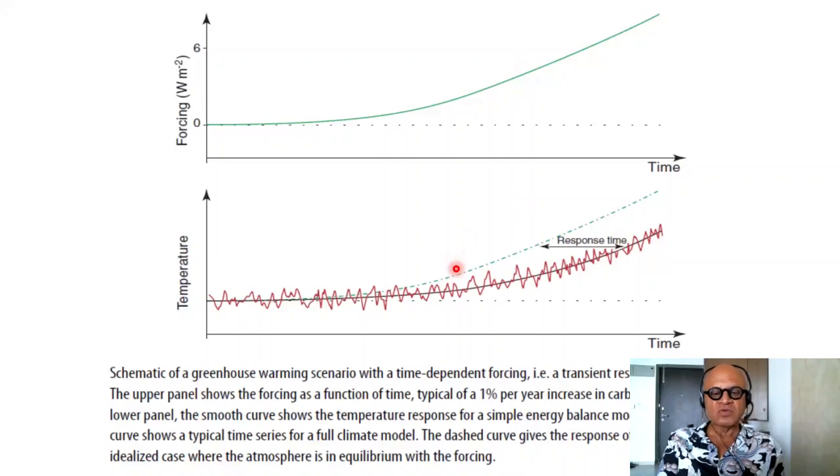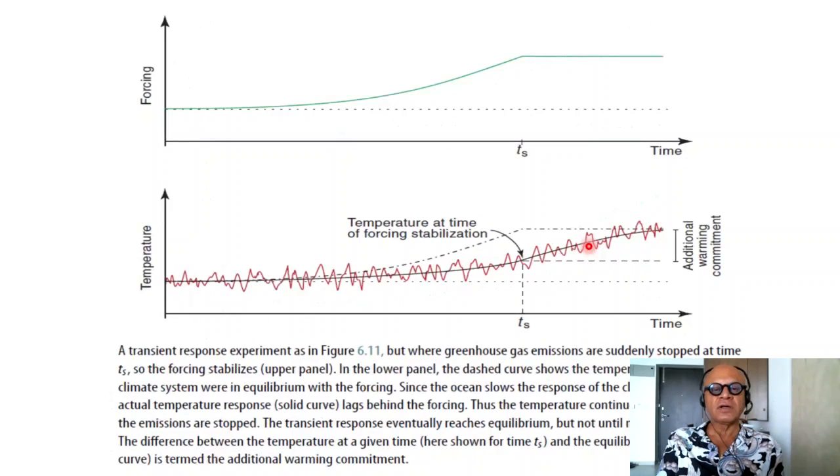But in the real world, we have the system that is adjusting with some response time. So this is what is of interest. How do we use it? Basically, we are using it in terms of what global warming targets to set.